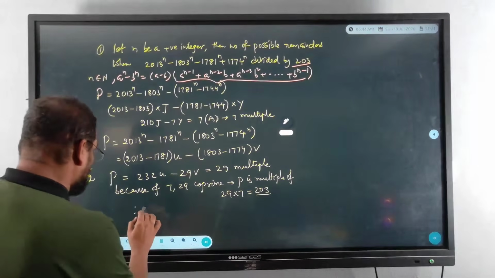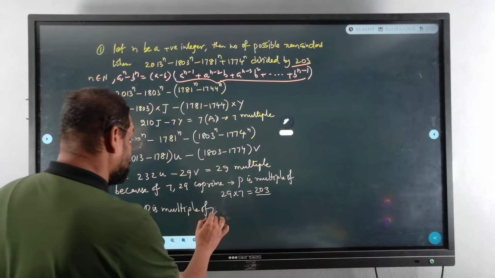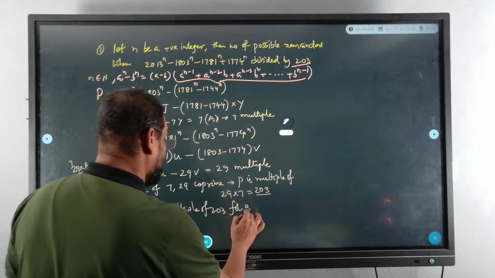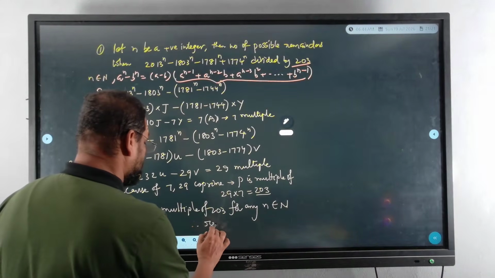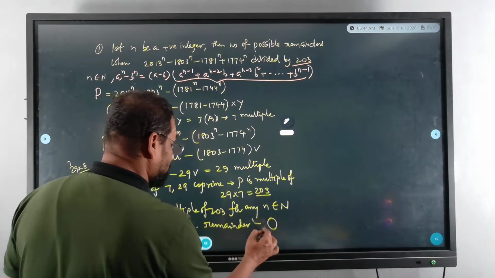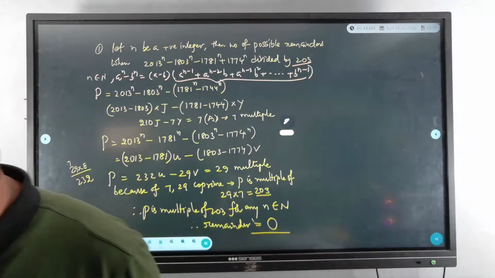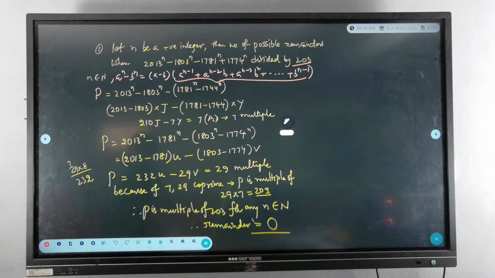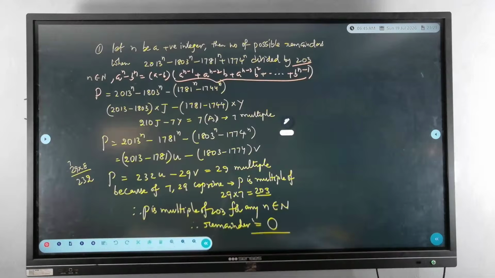So therefore, P is a multiple of 203 for any n belongs to natural number. So therefore, what is the possible remainder? Divisible means remainder must be 0. Right? No doubt. Possible remainder 0. Number of possible remainders only 1. Right. Good question. Write down all of you.